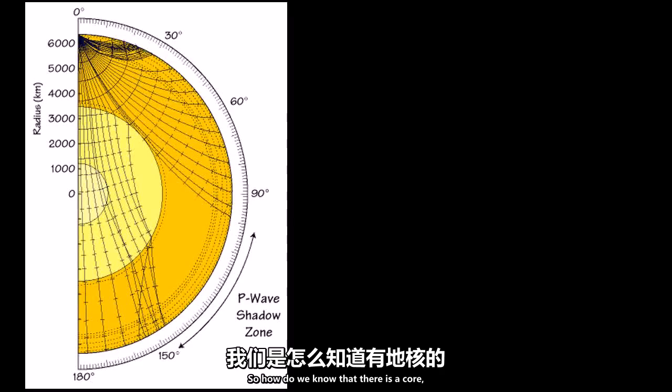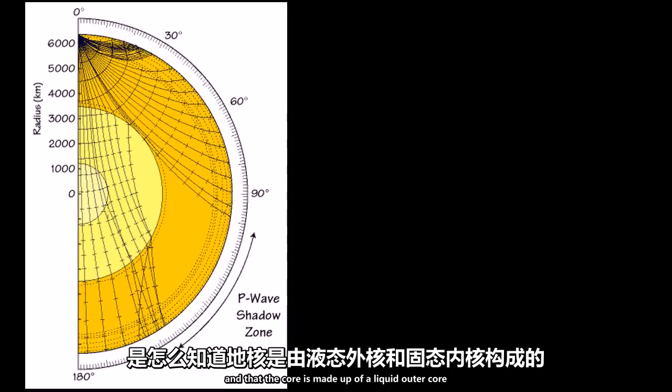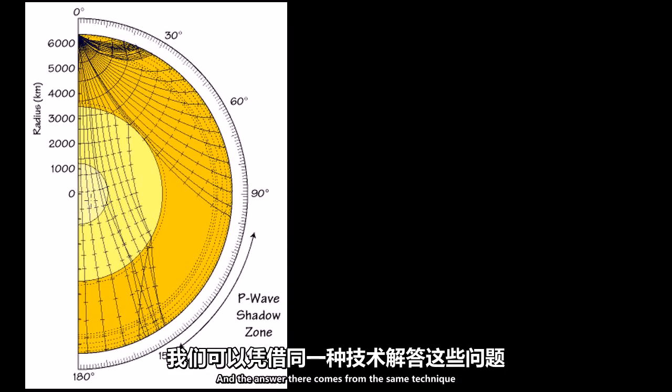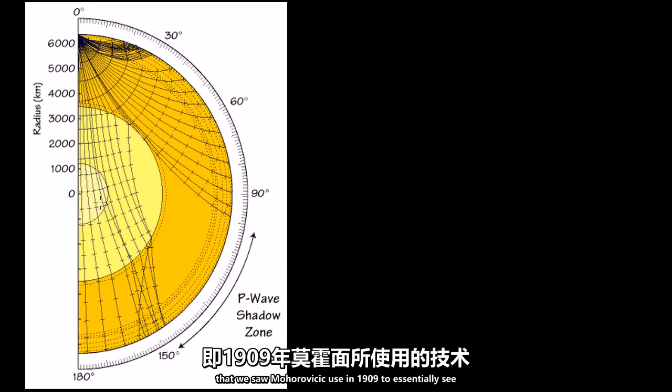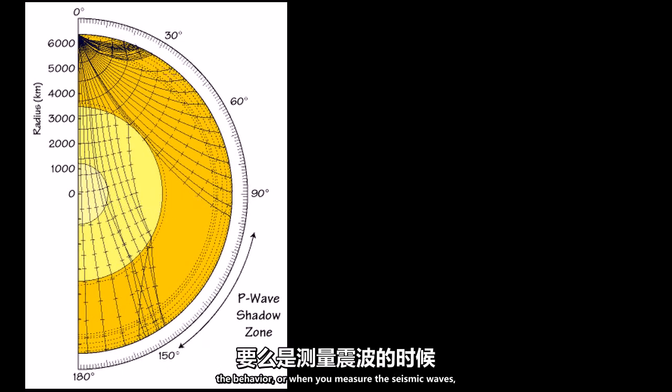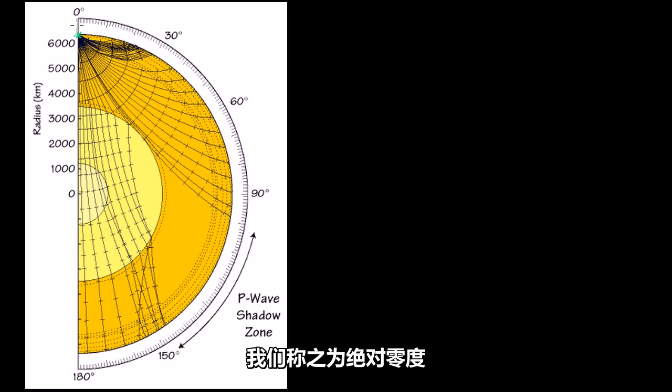So how do we know that there is a core and that the core is made up of a liquid outer core and a solid inner core? And the answer there comes from the same technique that we saw Mohorovičić use in 1909: you measure the seismic waves, or whether you can even measure the seismic waves, at different distances from an earthquake.